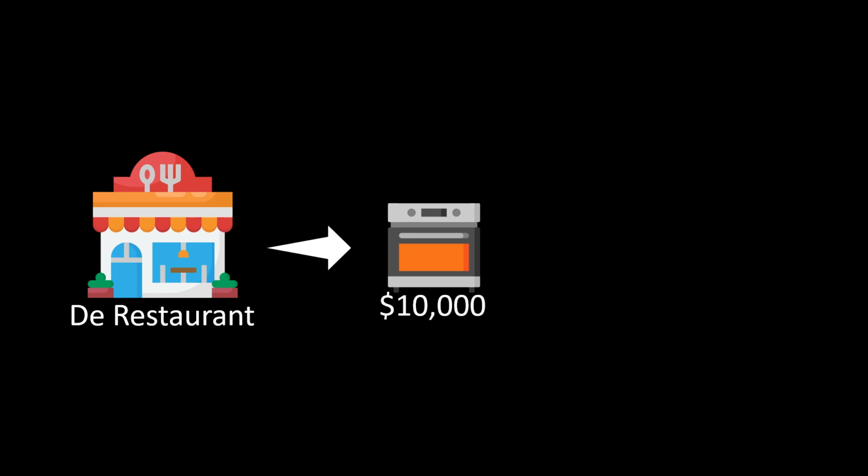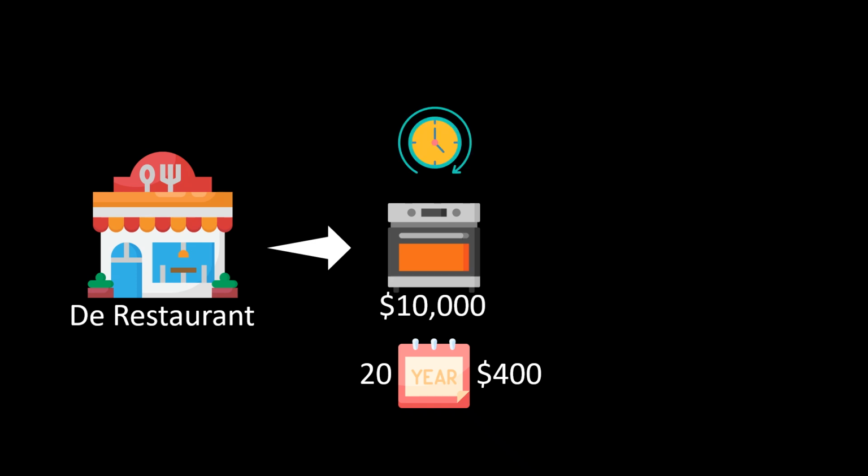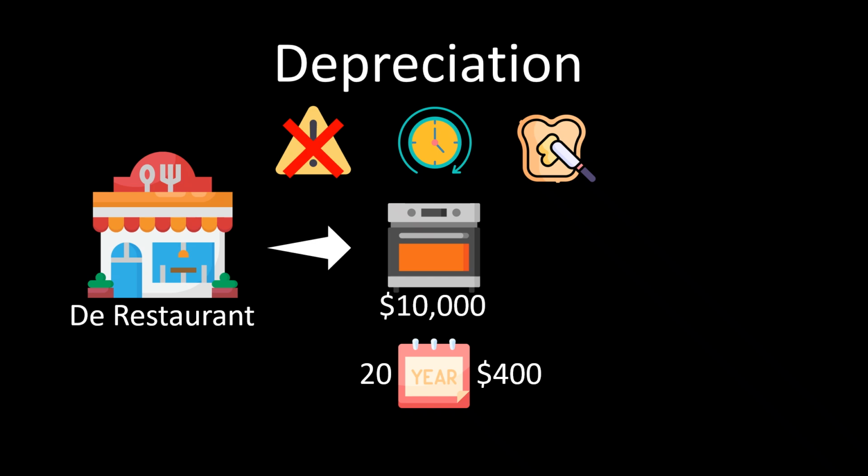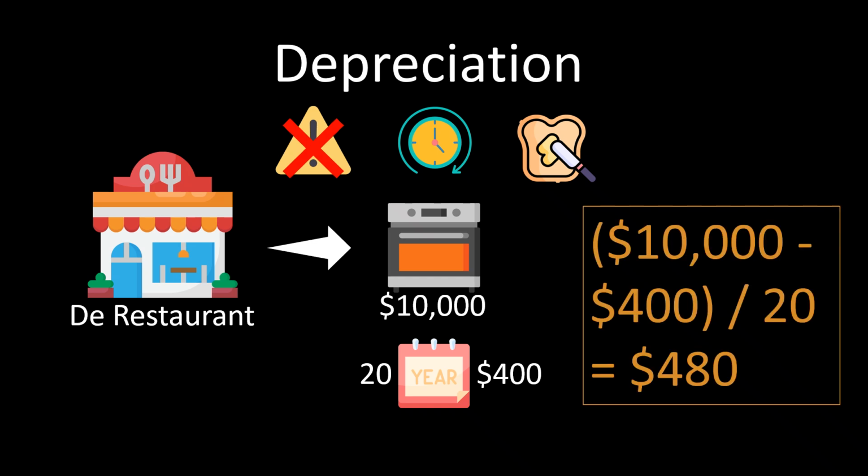The restaurant bought a new oven for $10,000. The life expectancy of this oven is 20 years, and the restaurant expects to make $400 yearly from this investment. This is called salvage. In accrual accounting, we assume the oven will be used for its entire lifetime, so instead of throwing financials out of whack, we spread the costs out over those 20 years. This is depreciation. So, the restaurant takes $400 from $10,000 to get the oven's total depreciation, then divides that by 20 years, giving it an annual straight-line depreciation of $480.